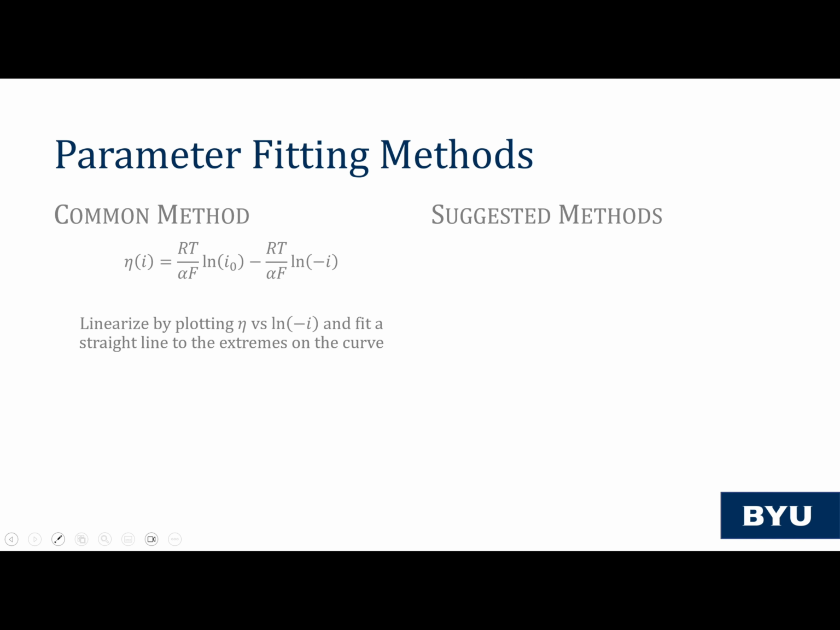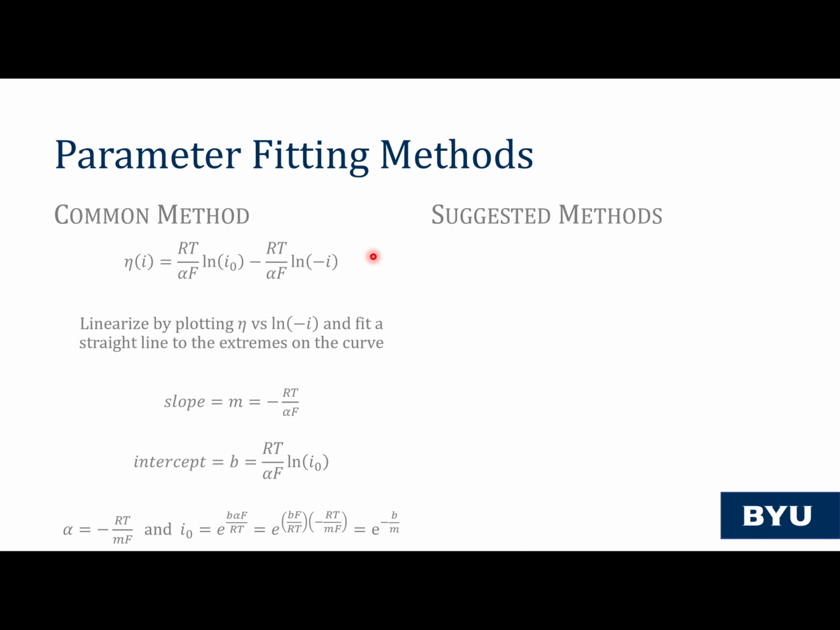So, the common method is to get our linearized Butler-Volmer equation. And then how we're going to linearize our data is we're going to plot our overpotential and the natural log of the current. We'll fit a straight line to the extremes of the curve, so very positive overpotentials and very negative overpotentials. And then we get the slopes of these lines, the intercepts of these lines, and then from those, we calculate out the transfer coefficients and the exchange currents.